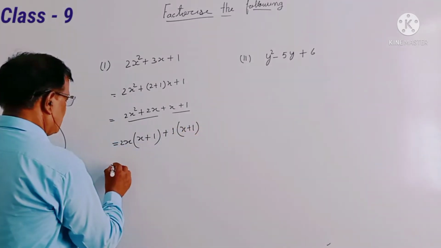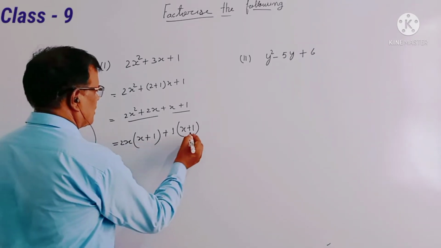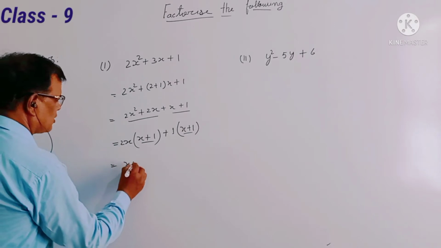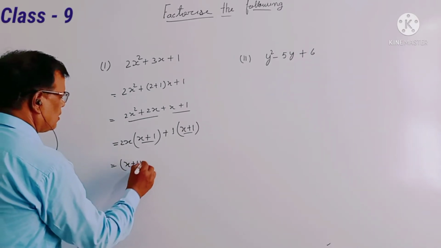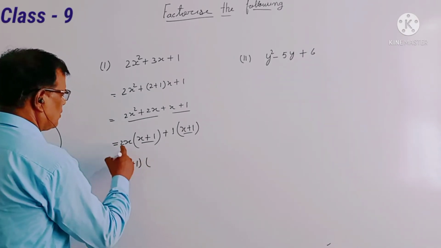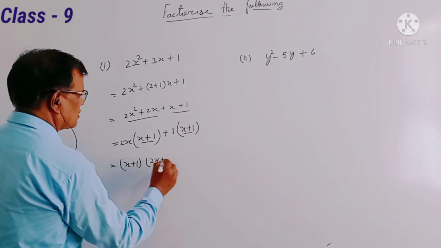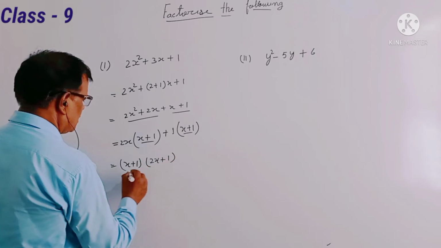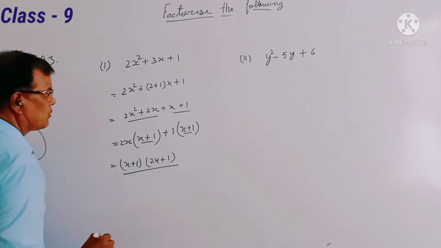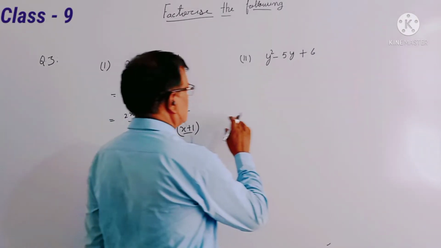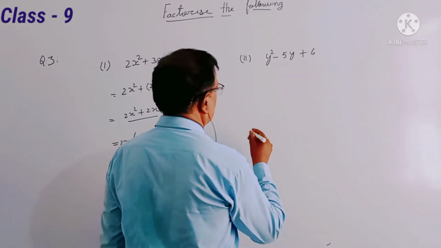Now we take the common here, x plus 1 and x plus 1 is common. X plus 1 we have taken common. From the first we have got 2x, and from the next it is plus 1. This way the first one is factorized from the third question. Now we went to the second part of this one.